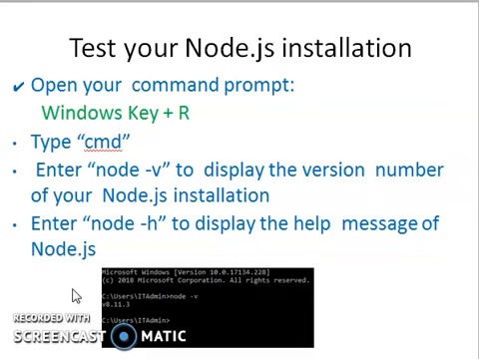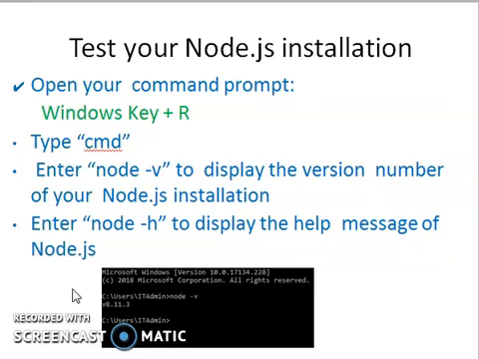You will go for the command box, and in the command prompt you just type node space -v. That -v shows which version of Node is installed in your local system. By pressing enter after typing this command, it shows which version of Node.js is installed. You can see in the image below.